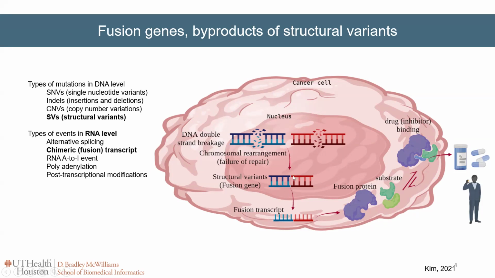These structural variants have breakpoints inside a gene body. So it made a fusion gene. And then following the central dogma, it can make a fusion transcript and form a fusion protein. And then we can target these fusion proteins using drug screening or other ways. But today I will introduce neoantigen.